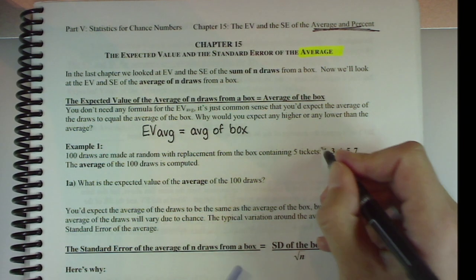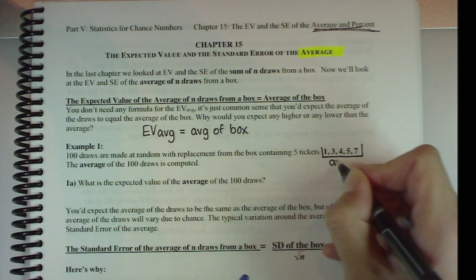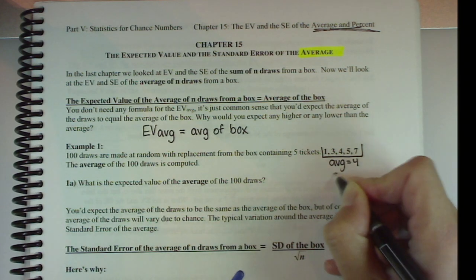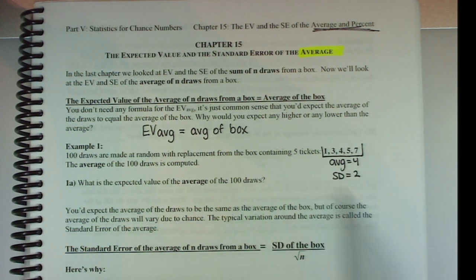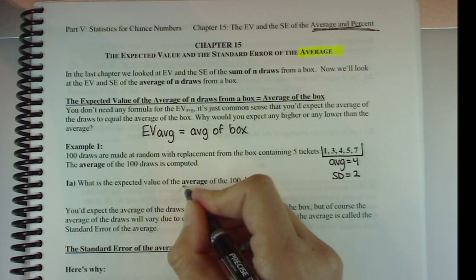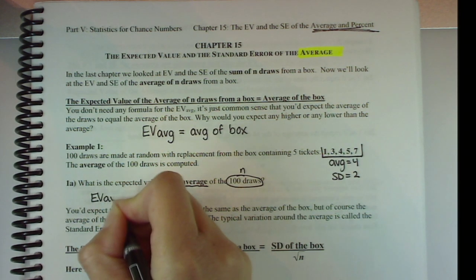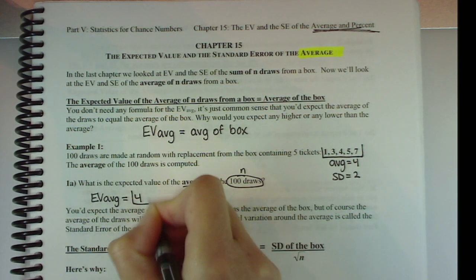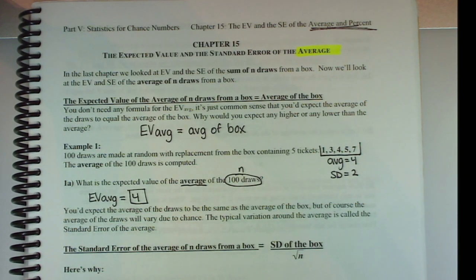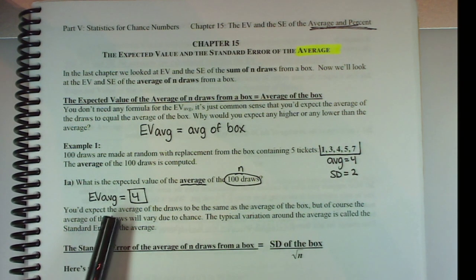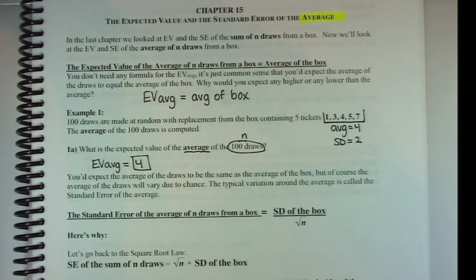Here is this same box that we saw the other day. It has an average of 4 and an SD of 2. So this box, we couldn't use the shortcut formula because there's more than 2 types of tickets. So here's another example where I just give you the average and the SD. And then it says, what is the expected value of the average of 100 draws? So the expected value of the average is just going to be the average of the box, which we know is 4. So this, I feel like, is almost easier than the other one.